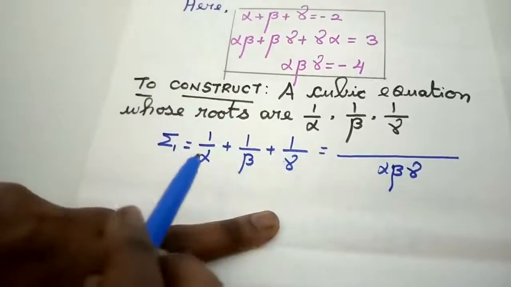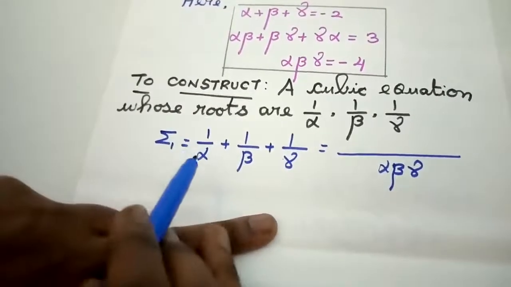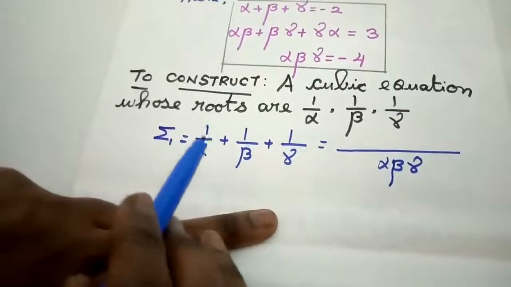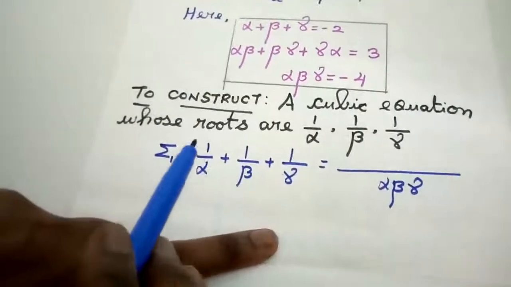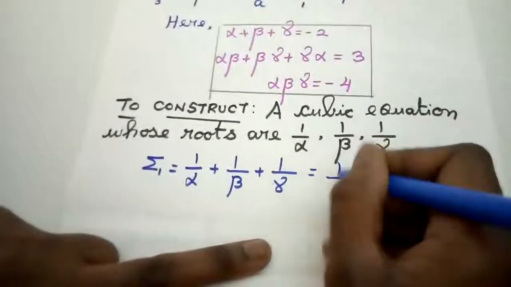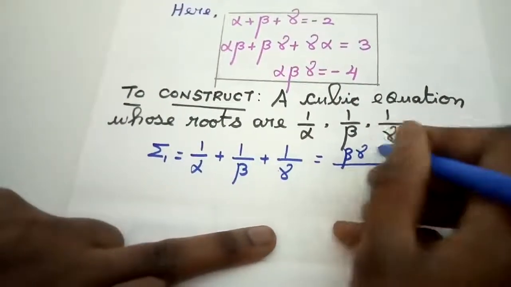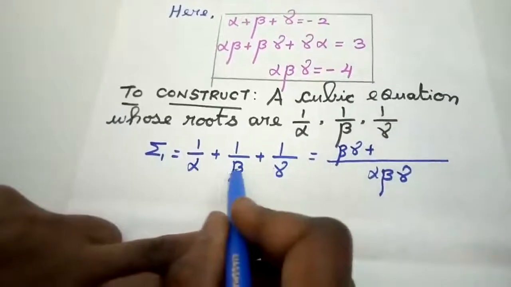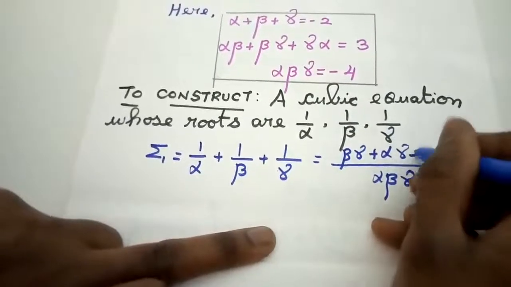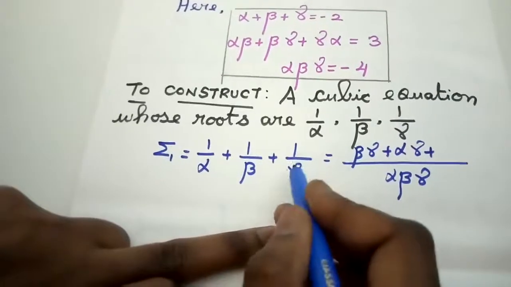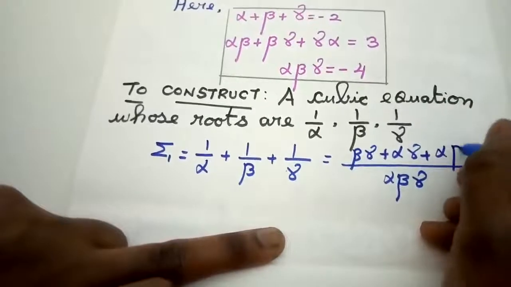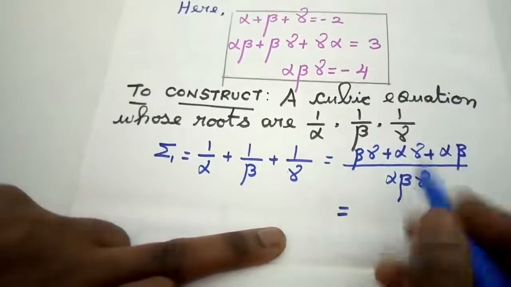Now come here. See the first fraction, 1 by alpha. What are the remaining 2 symbols missing here? Beta and gamma. Write that beta and gamma here. Beta and gamma plus, second one, we are having beta, so alpha, gamma plus, third one, we are having gamma. What is missing here? Alpha, beta.